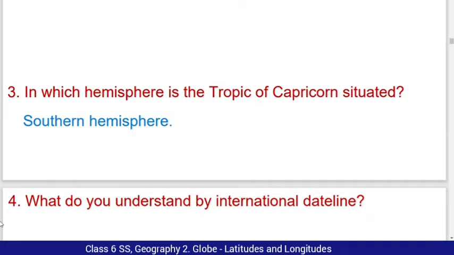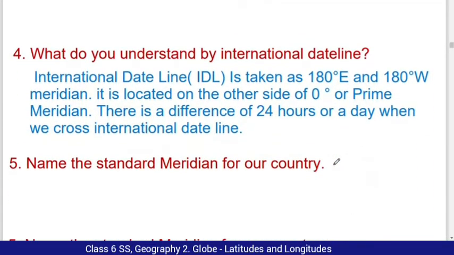Fourth question, what do you understand by international dateline? Answer, international dateline, that is IDL, is taken as 180 degree east and 180 degree west meridian. It is located on the other side of 0 degree or prime meridian. There is a difference of 24 hours or a day when we cross international dateline.